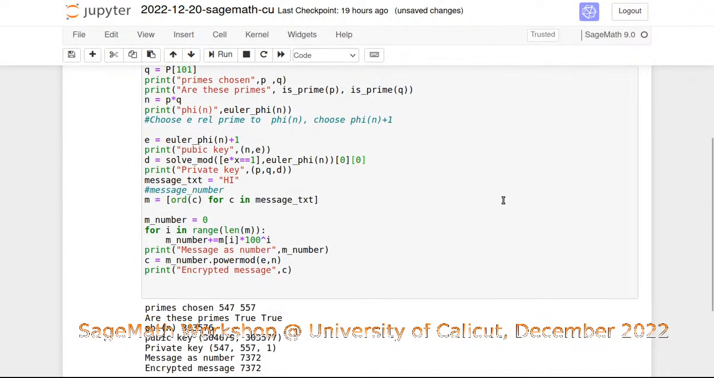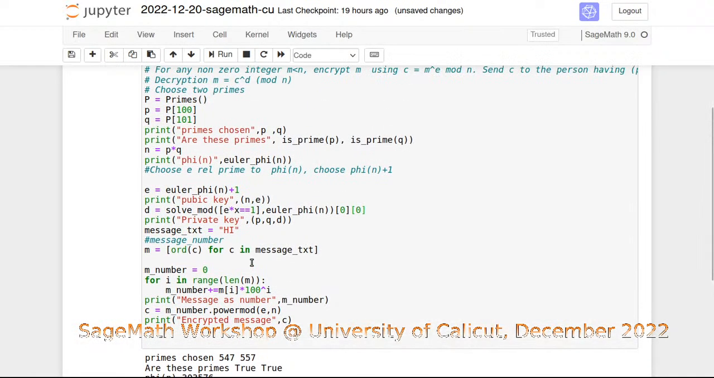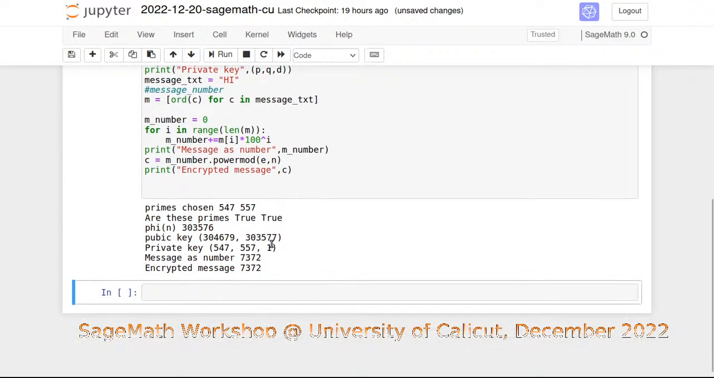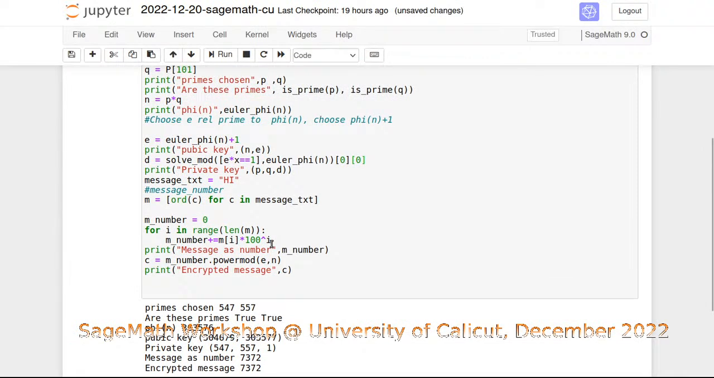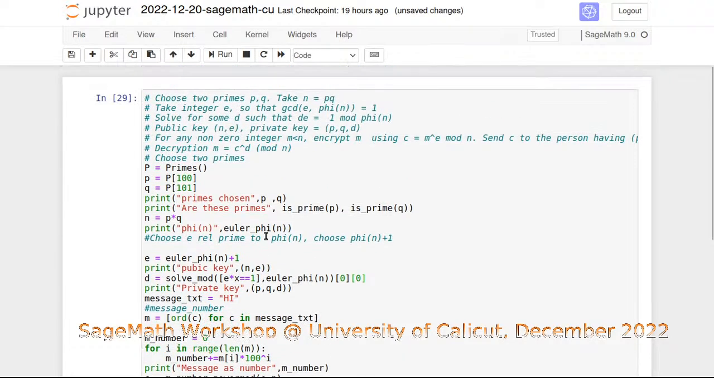Why are we getting exactly the same number? What is m number? This is power mod e, m number to the power e. What is e? E is chosen with respect to phi n. What is the condition on e? E and phi n must be coprime. Take integer e so that this must be true.